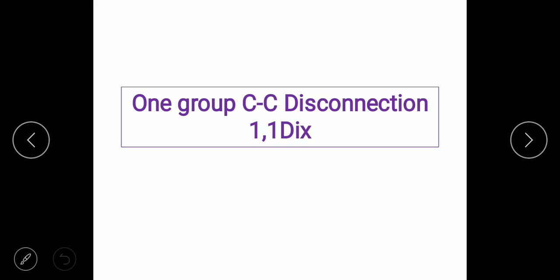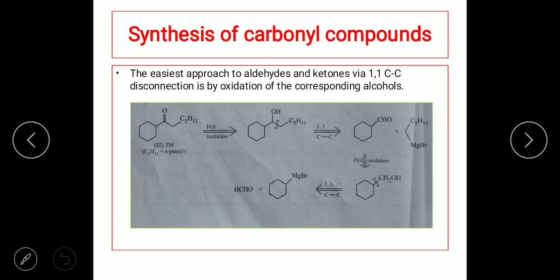Hi students, today we will learn one group C-C disconnection, that is 1,1 disconnection. In that we will learn about synthesis of carbonyl compounds. The easiest approach to aldehydes and ketones via 1,1 C-C disconnection is by oxidation of the corresponding alcohols.